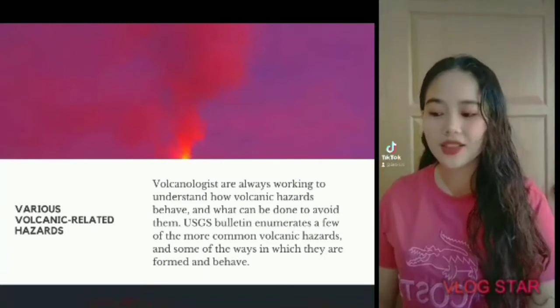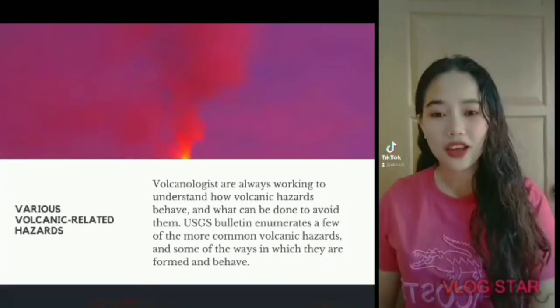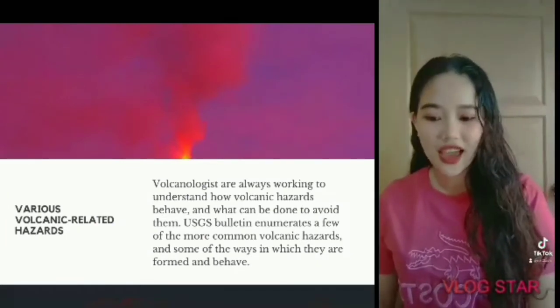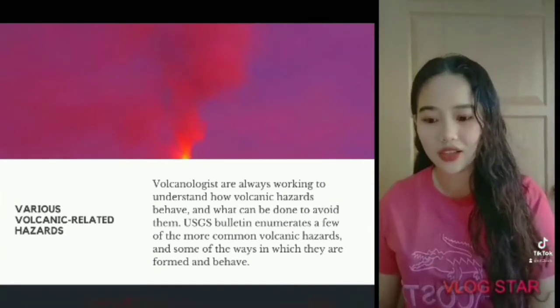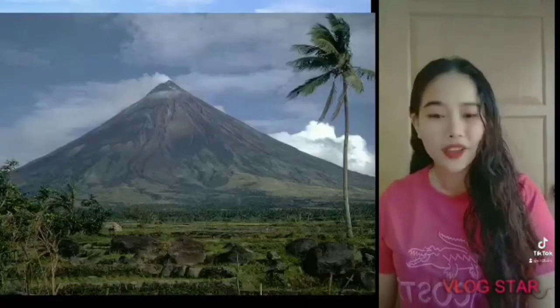Today we will be focusing on various volcanic related hazards. Volcanologists are always working to understand how volcanic hazards behave and what can be done to avoid them. The USGS Bulletin enumerates a few of the more common volcanic hazards and some of the ways in which they are formed and behave. So, let's go through them one by one. The first one is lahars.